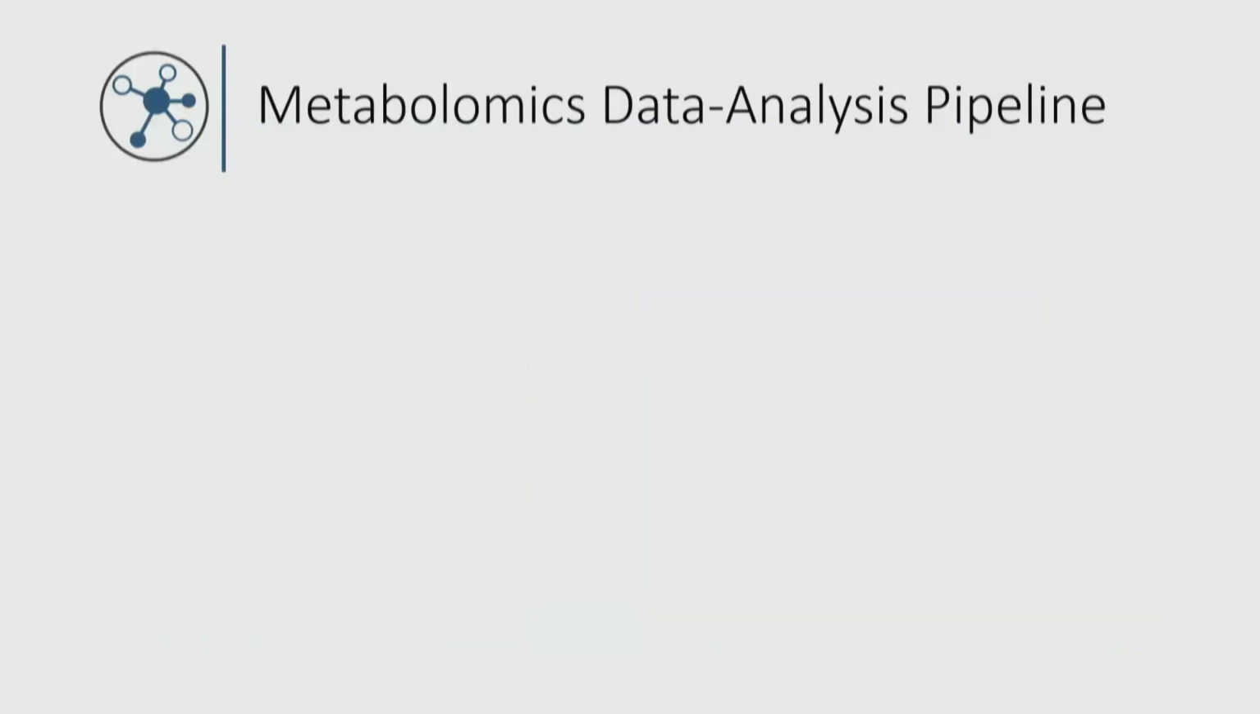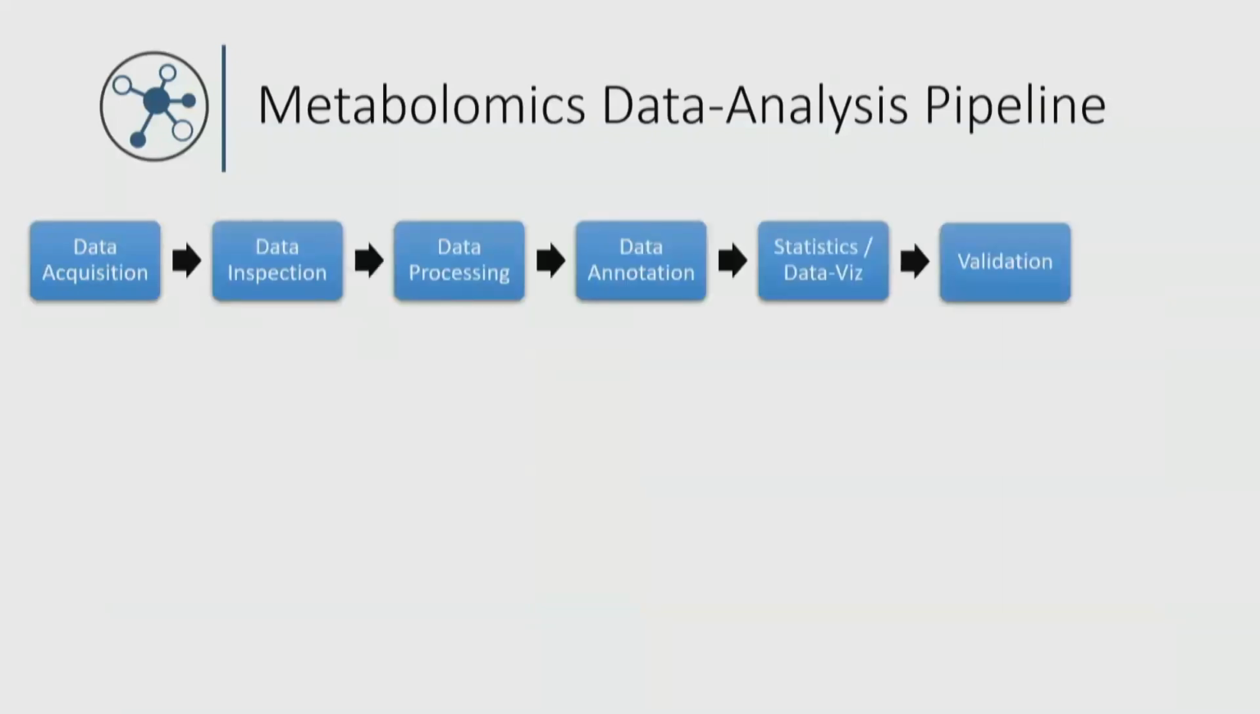So this typically consists of different steps: data acquisition, data inspection, processing, feature finding, and then spectrum annotation, statistical prioritization and visualization, and validation, and also hopefully data sharing that allows reproducibility and larger scale, repository scale analysis.